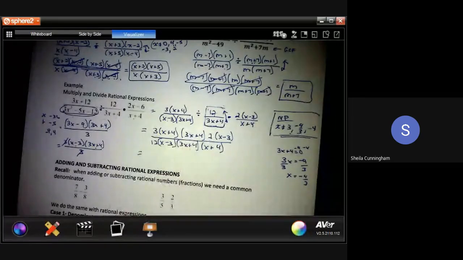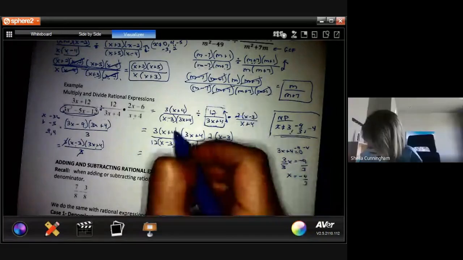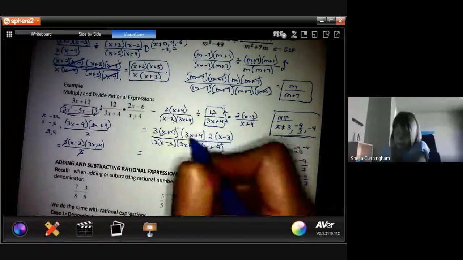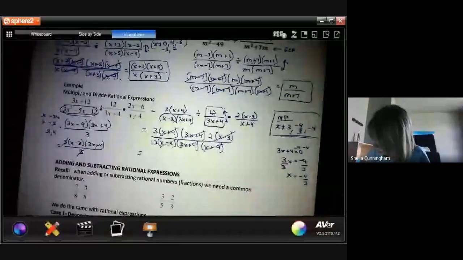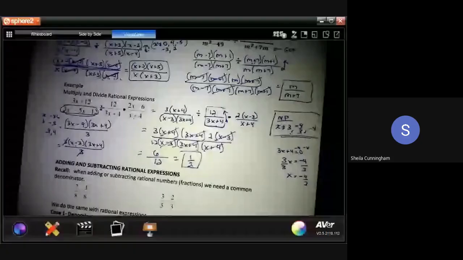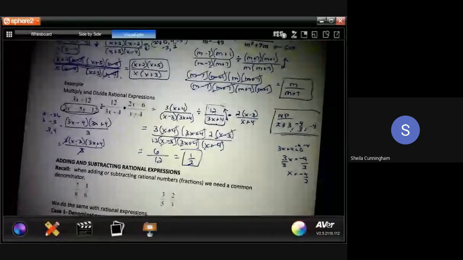So first off, look to see if there's anything that can cancel out here. The x plus 4s can cancel out. My 3x plus 4 can cancel out. My x minus 3s can cancel out. Ooh, we got rid of a lot of stuff in this one. So now I've got a 3 times a 2. That gives me a 6. And I've got my 12 on the bottom. 6 over 12, I can reduce that to 1/2. And that is my final answer. And actually, you guys, we got rid of all of our x's, our variables, and got it down to an actual value in that one. That doesn't happen very often.